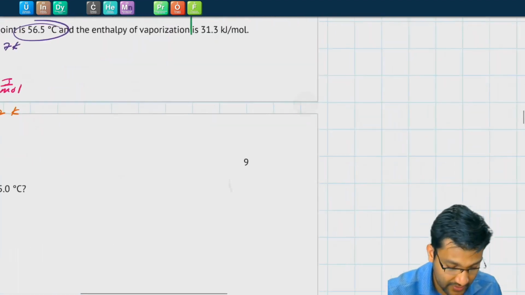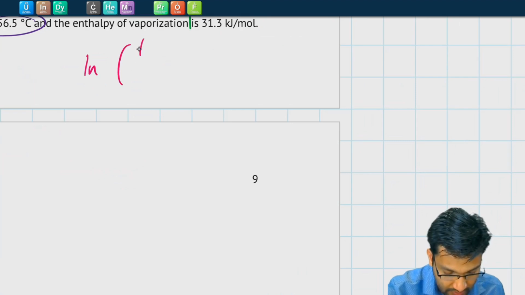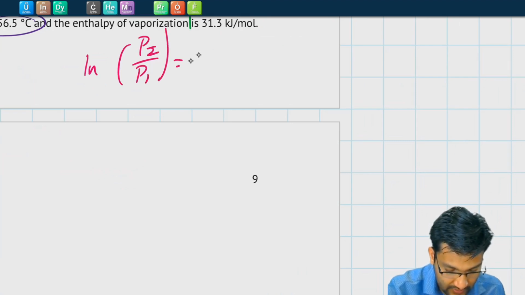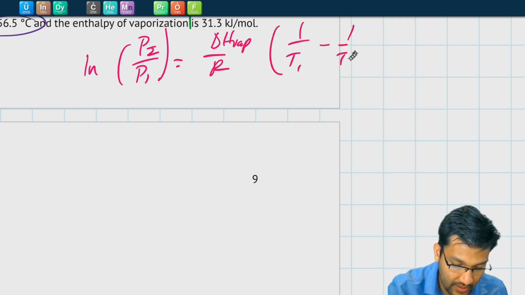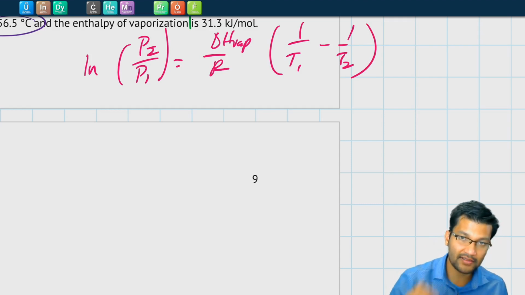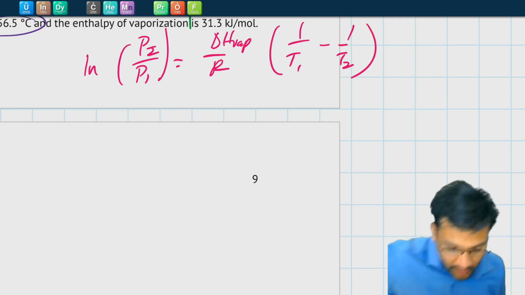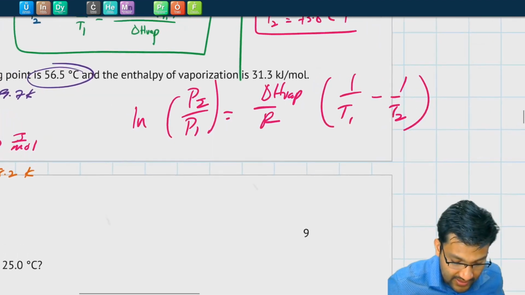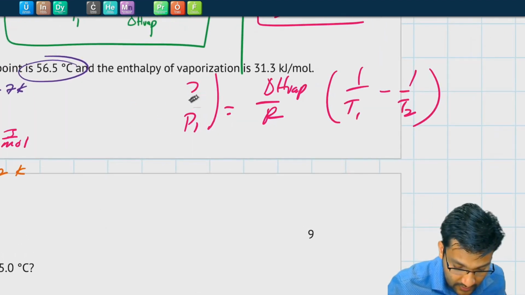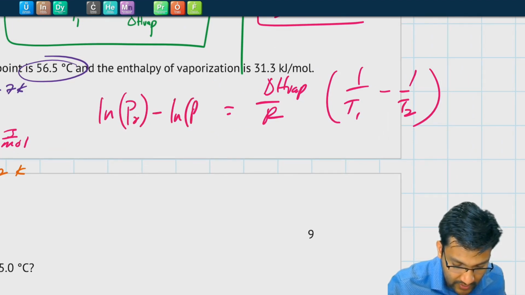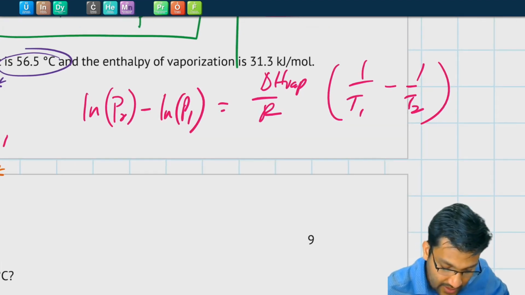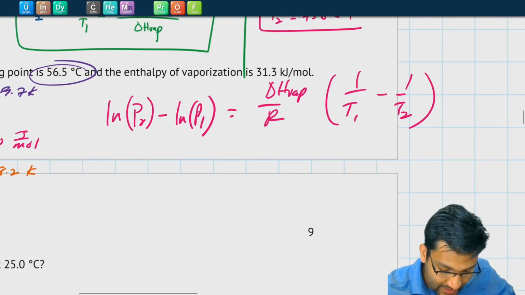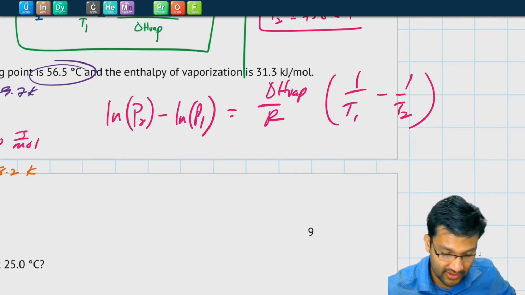So let's do the same thing we've been doing. We take the original equation: natural log of P2 over P1 is equal to the enthalpy of vaporization over R, multiplied by 1 over T1 minus 1 over T2. Now we need to solve for P2. When you're dividing natural logs, that's the same as subtracting them, right? So let's erase this, and that'll be the same as natural log of P2 minus natural log of P1. All I did was separate that out. P1 was in the denominator. I did that because I want to separate P2 from P1, since we're trying to solve for P2.